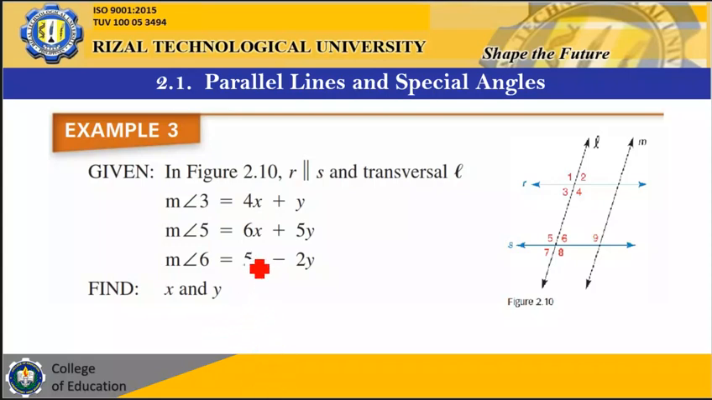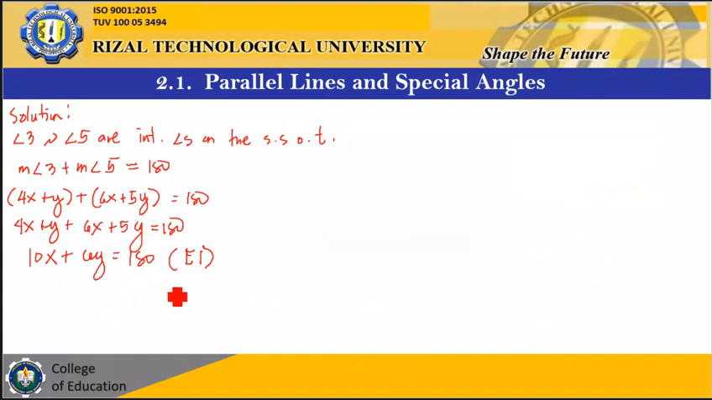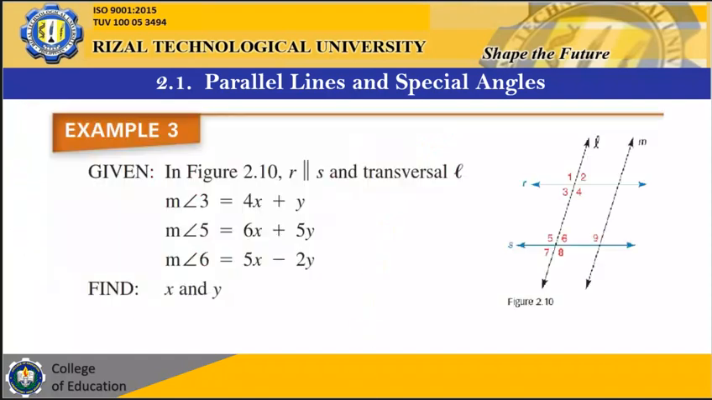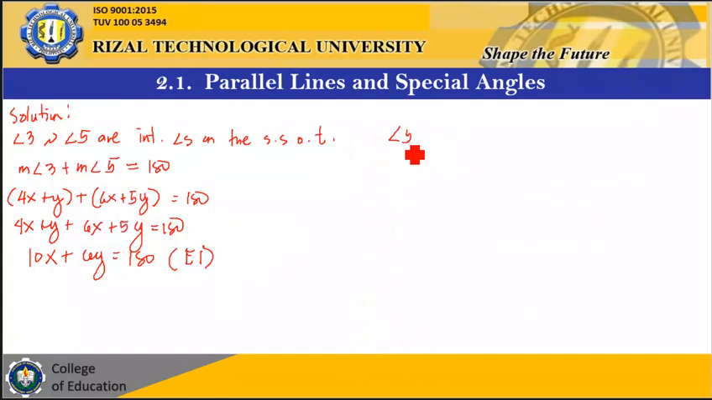So here I'm going to use the idea of linear pair. We can see that angle 5 and angle 6 form a linear pair. And since they are a linear pair, we know that the measure of angle 5 plus the measure of angle 6 is equal to 180 by the definition of linear pair.